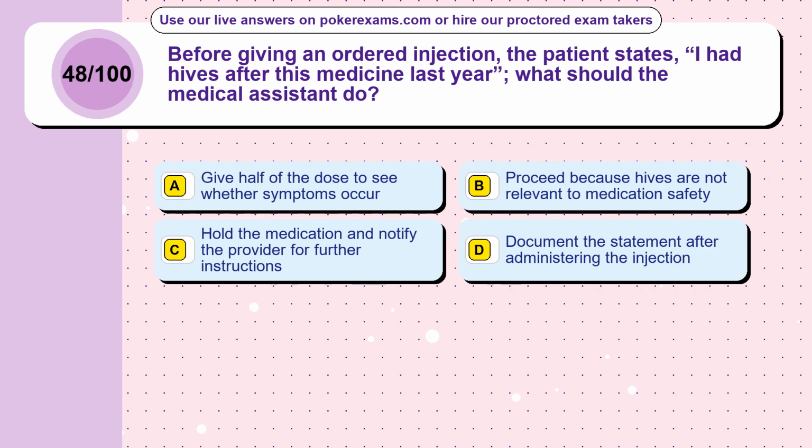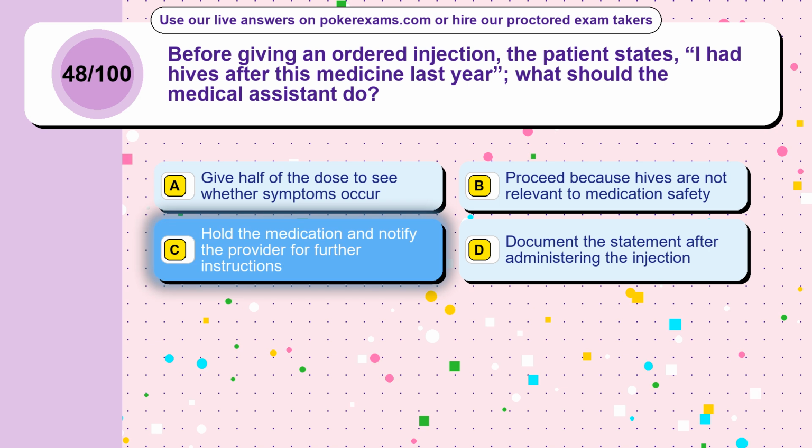Question 48. Before giving an ordered injection, the patient states, "I had hives after this medicine last year." What should the medical assistant do? Option A. Give half of the dose to see whether symptoms occur. Option B. Proceed because hives are not relevant to medication safety. Option C. Hold the medication and notify the provider for further instructions. Option D. Document the statement after administering the injection.